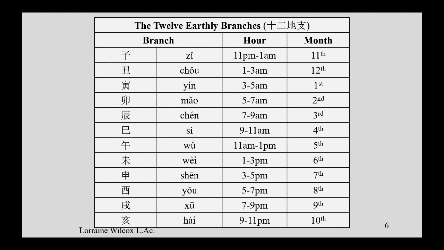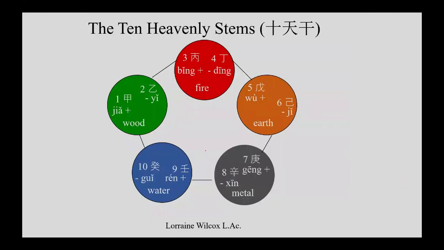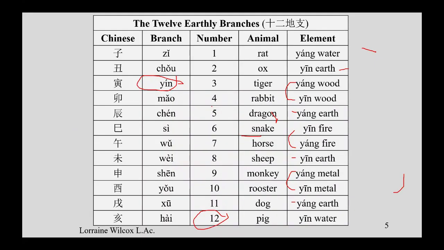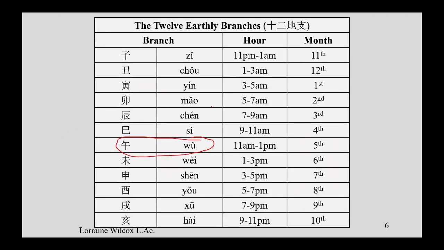I'd also like to point out, while I'm talking about confusing things, that there's a Wu branch with the third tone, and there's also a Wu stem with the fourth tone. So again, if you're just looking at the pinyin and you don't know the tones and you don't know the characters, you have to be very careful not to confuse the Wu fourth tone stem with the Wu third tone branch. But you get used to this after a while if you work with the Chinese calendar.